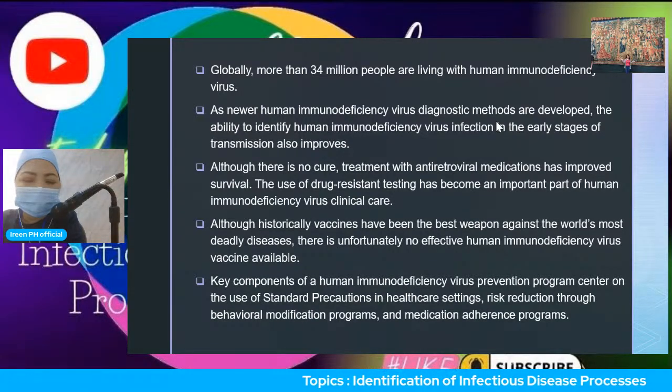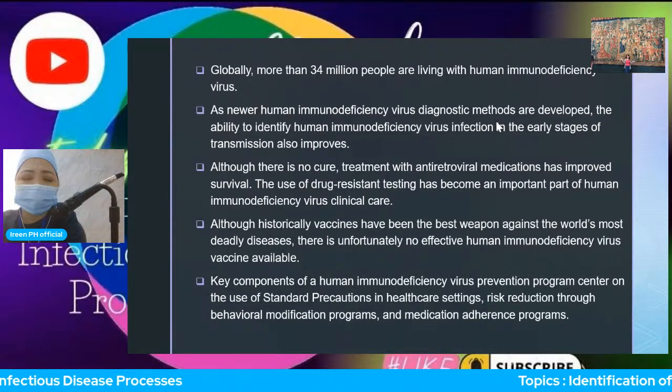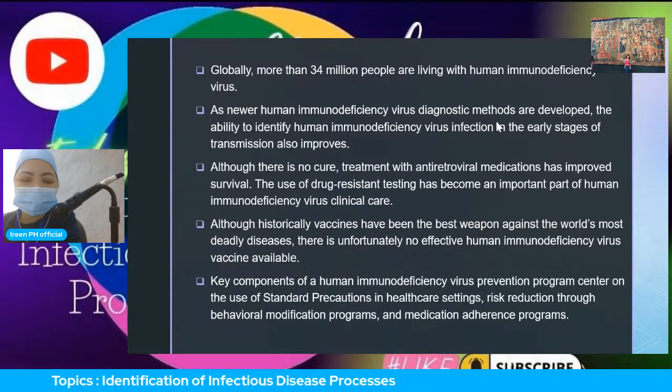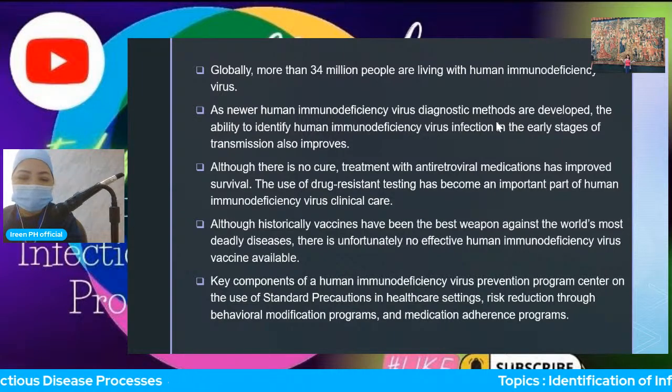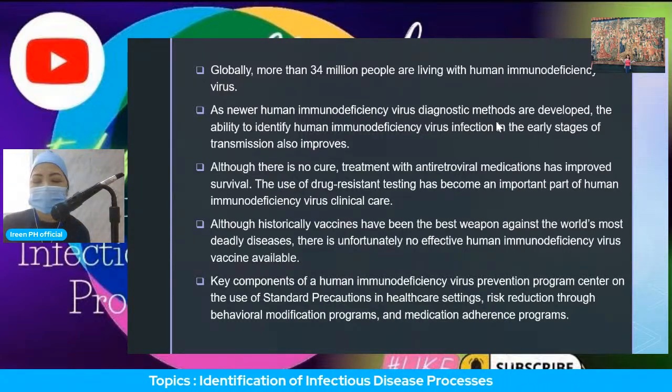Although historically, vaccines have been the best weapon against the world's most deadly diseases, there is unfortunately no effective human immunodeficiency virus vaccine available. Key components of human immunodeficiency virus prevention programs center on the use of standard precautions in healthcare settings, risk reduction through behavioral modification programs, and medication adherence programs.